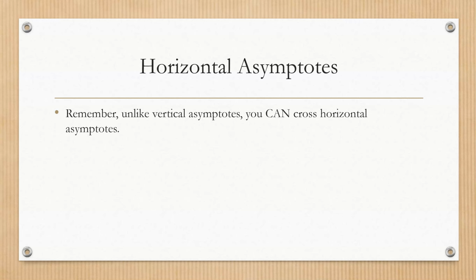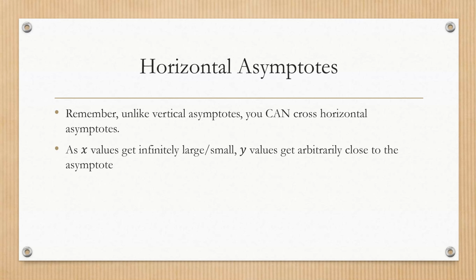Vertical asymptotes can never be crossed, and that makes sense because otherwise it wouldn't be a function, right? But you can actually cross a horizontal asymptote, and there are several cases in the world where you cross a horizontal asymptote. You can cross it once, twice, 50 times. There are some functions that cross horizontal asymptotes infinitely many times, right? So you can actually cross horizontal asymptotes.